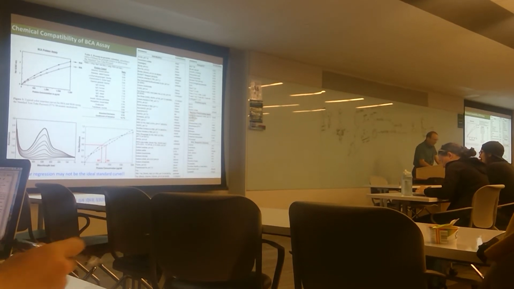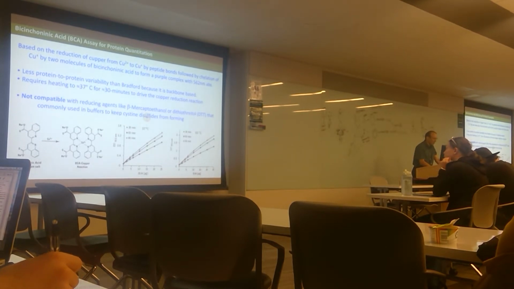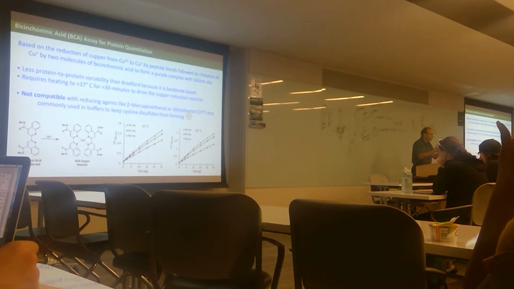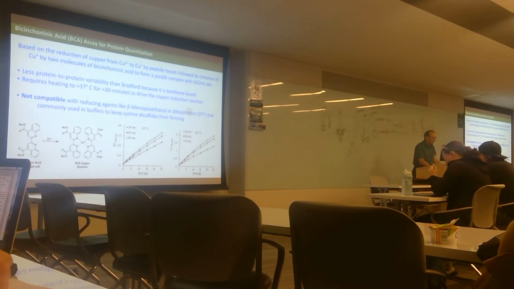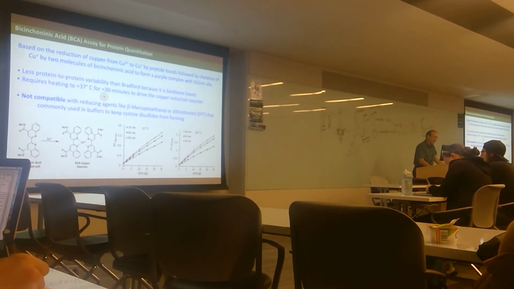One thing I want to point out there is that this assay is not compatible with reducing agents. That's the problem with it. We often use beta-mercaptoethanol or TCEP, which is tris-carboxyethyl phosphine, and that will immediately reduce the copper for you, independent of the protein. Again, this is present at micromolar to millimolar concentrations, so immediately your solutions are affected. So if you have reducing agents, you can't do this BCA assay.